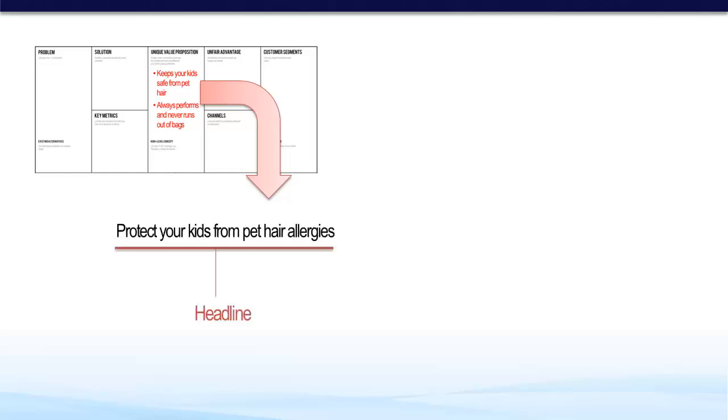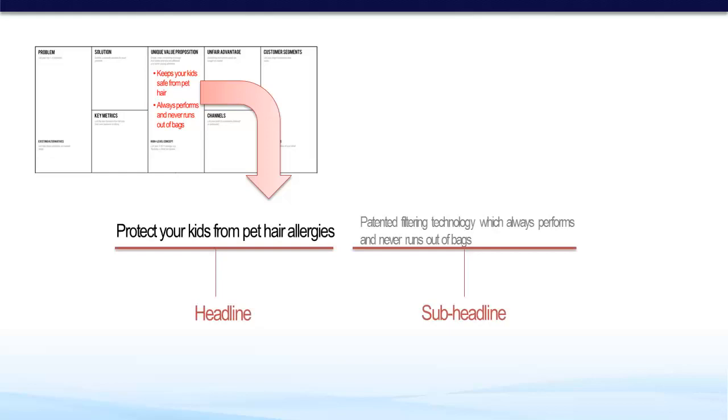So for example, in the Dyson vacuum cleaner in our lean canvas, the UVP is keep your kids safe from pet hair. So let's make that into a headline. The next step is to create the subheadline. Now there's different ways to create a subheadline from a lean canvas, but in this particular case, we're using the second part of our UVP, which is always performs and never runs out of bags, as the subheadline. So now our headline reads, protect your kids from pet hair allergies, patented filtering technology, which always performs and never runs out of bags. So that's one example of translating the UVP to a headline for our landing page.